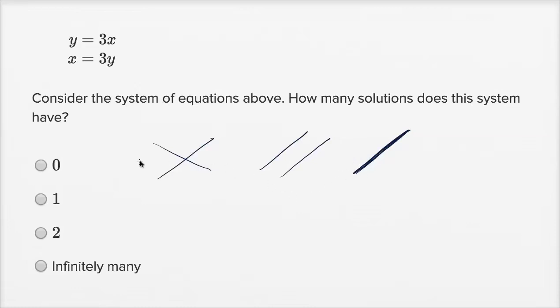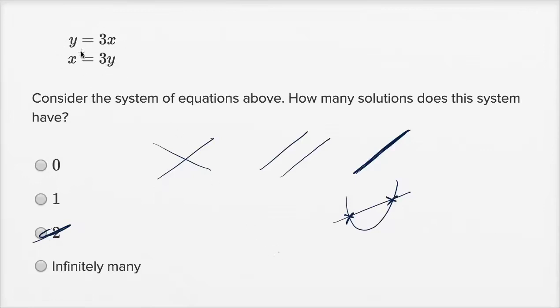So let's see. We can immediately rule out two solutions, because these are linear equations. The only way you're going to have two solutions is if at least one of these lines curved. So if one of them did something like this, then you could have two solutions right there and right there. But these are both linear equations, so we can rule out having two solutions. But let's just think about these up here.